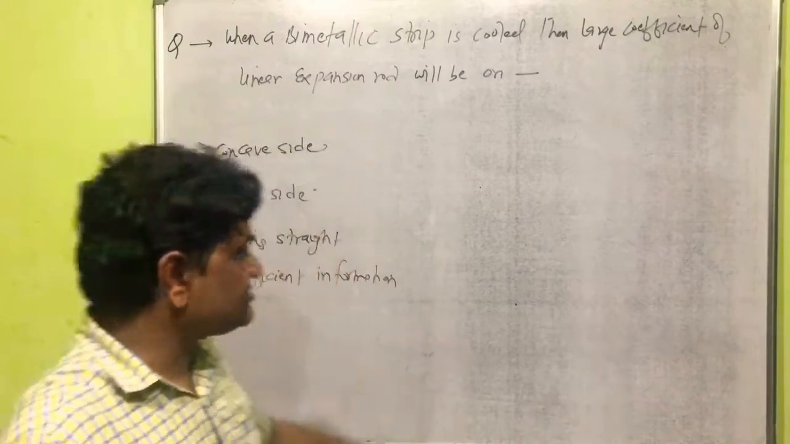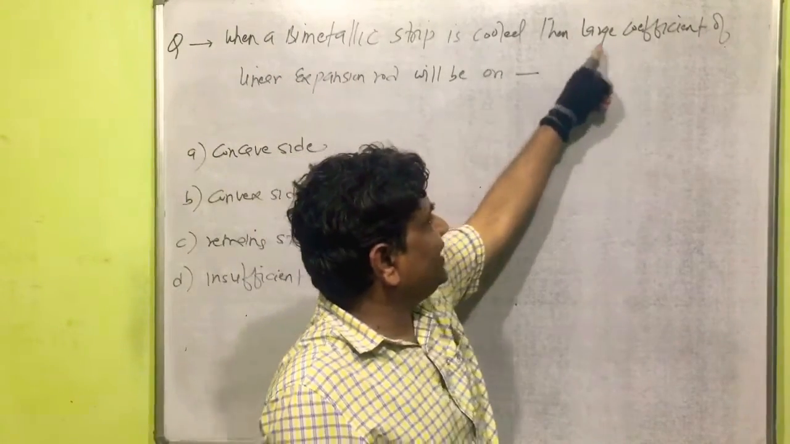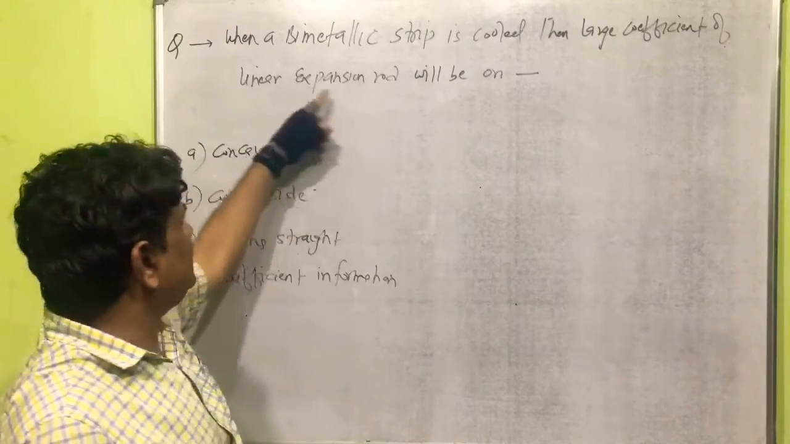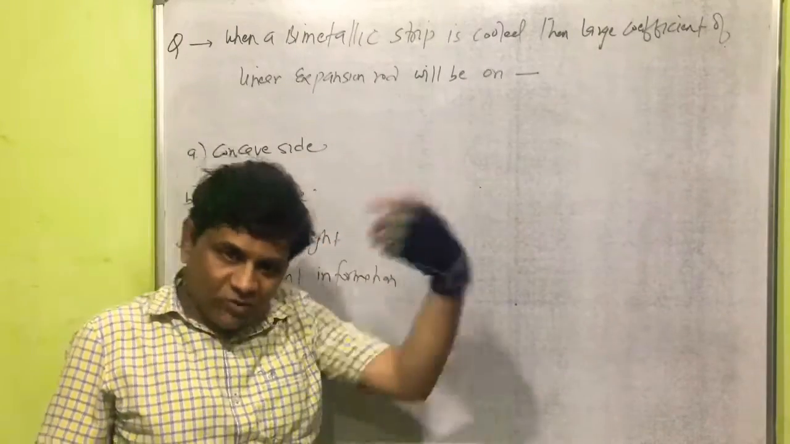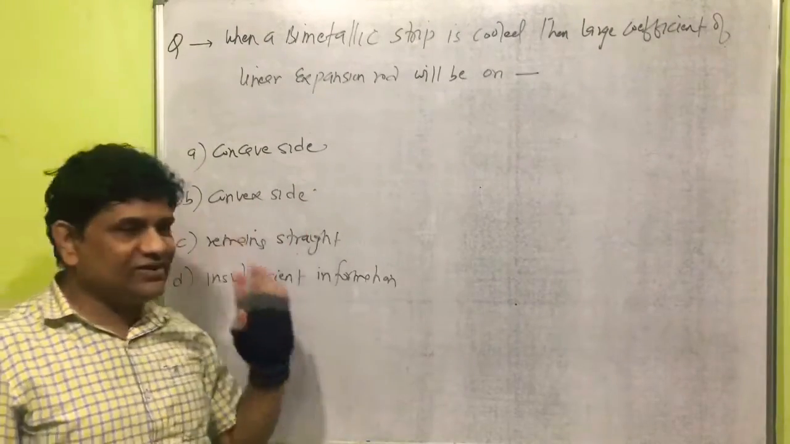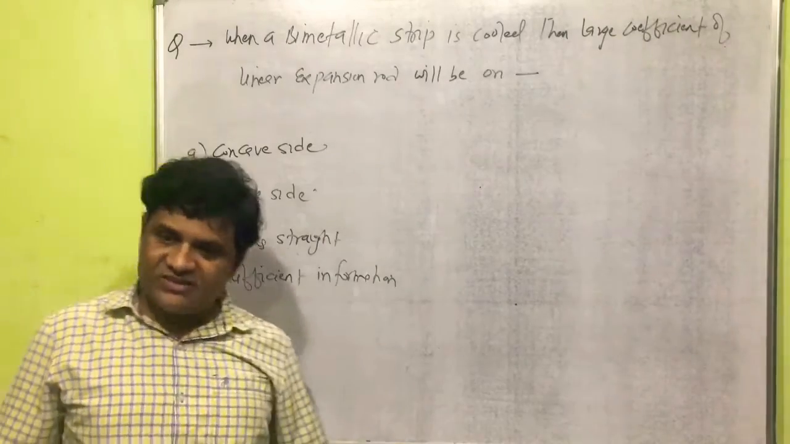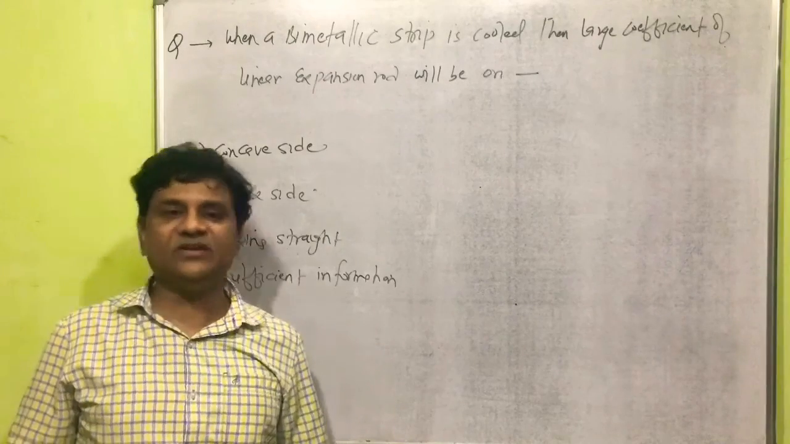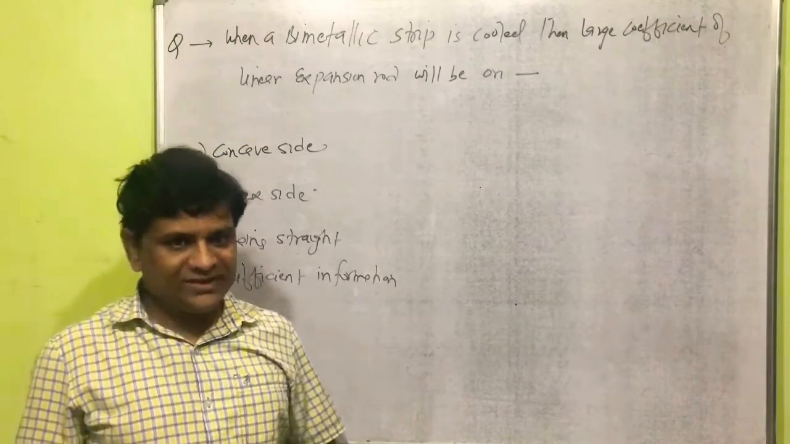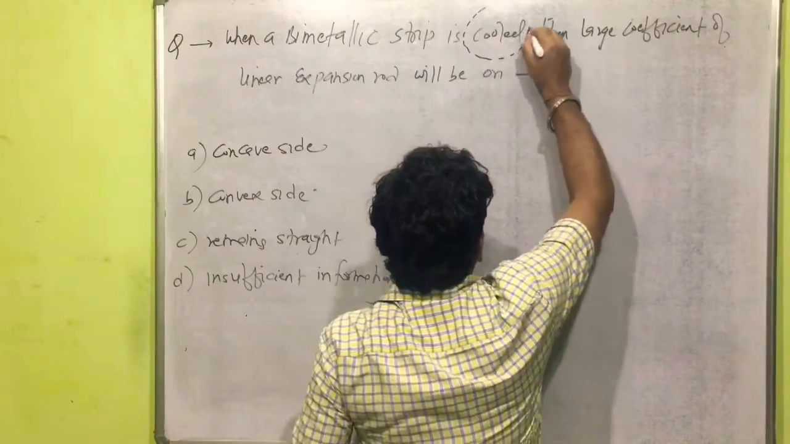Okay, now we can discuss the next question. When a bimetallic strip is cooled, then the larger coefficient of linear expansion rod will be on. Yes, first option concave side, second convex side, C remains straight, and the last one is insufficient information. One thing is given in the question: a bimetallic strip is cooled.